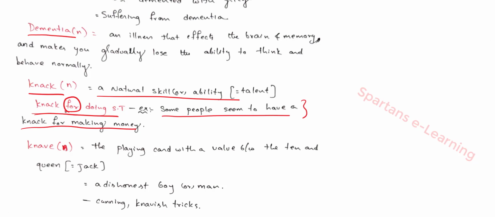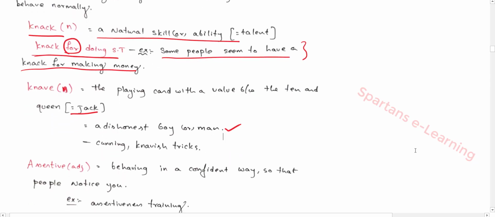That is correct. Our next word is knave. Knave means the playing card with a value between the 10 and the queen, that means jack. The jack card is also called knave. Also, knave means a dishonest person. A dishonest man or boy is called a knave. Also, cunning or knavish tricks. So cunningness is called knave. Now, assertive is an adjective.